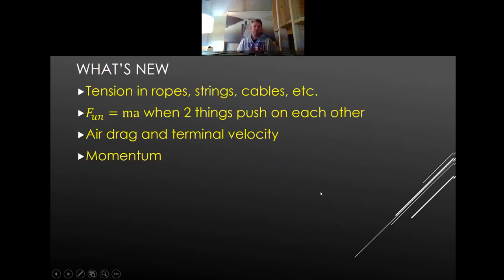All right. What's new in chapter 4, or unit 4? Sorry. Tension in ropes, strings, cables, wires, and the like. F equals ma when two things are pushing on each other. Air drag, terminal velocity, and then this concept of momentum, which we talked a little bit about earlier, but we're going to go ahead and work through a little bit more later on.